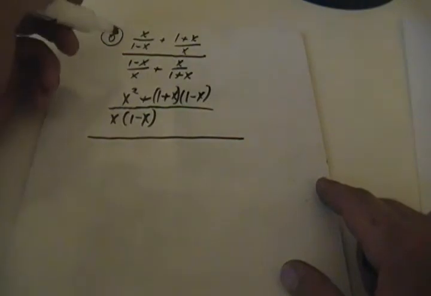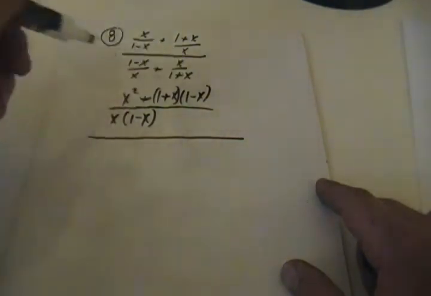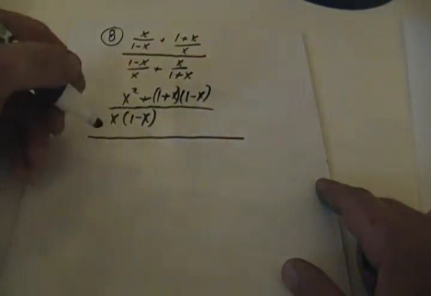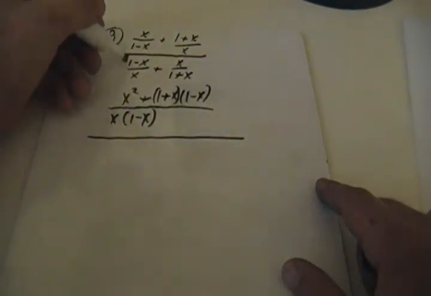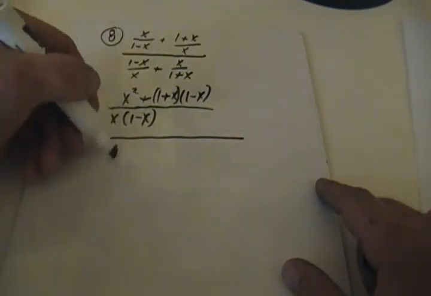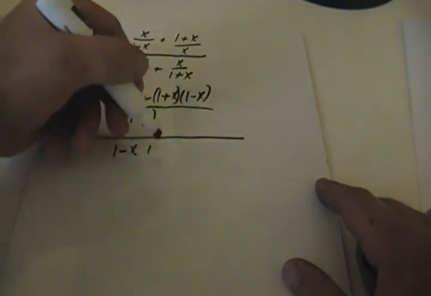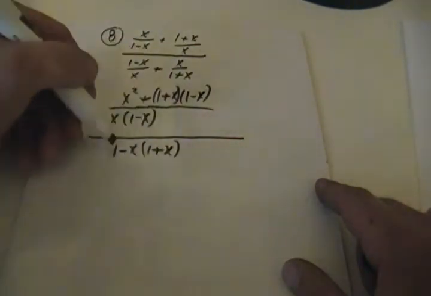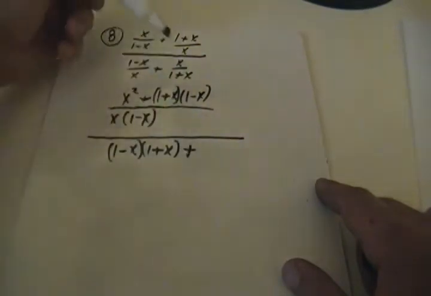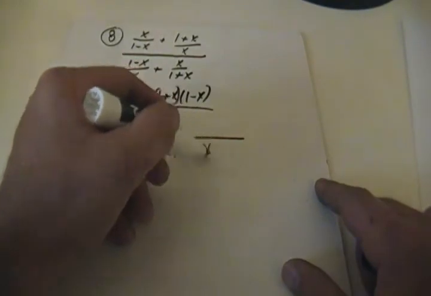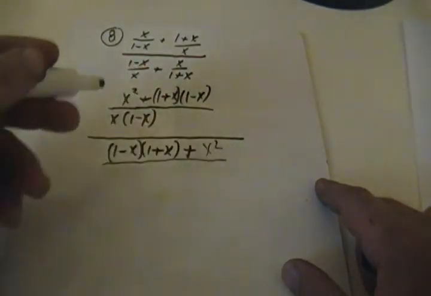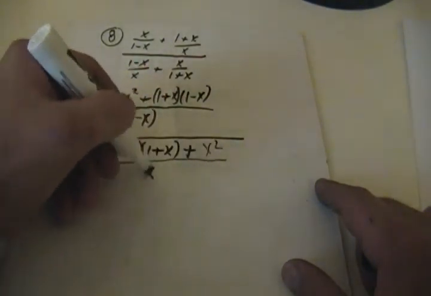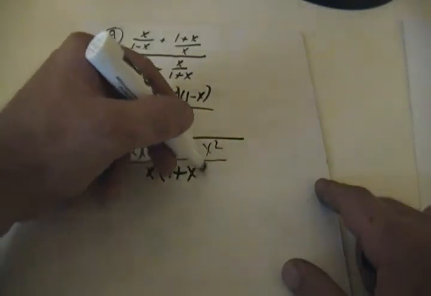Let's do the same thing for the bottom. The bottom is almost a similar situation, except instead of 1 minus x, it's 1 plus x. So once again, this left side is going to be multiplied by 1 plus x over 1 plus x. So we have 1 minus x times 1 plus x, and over on the right side it needs an x, so it'll be x over x, which makes that x squared. And now we have one denominator of x times 1 plus x.